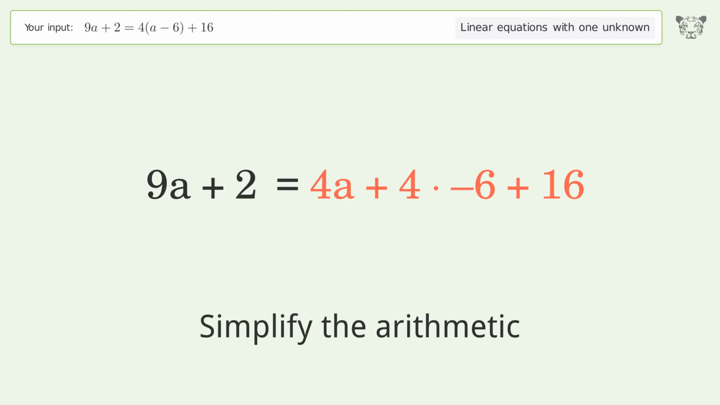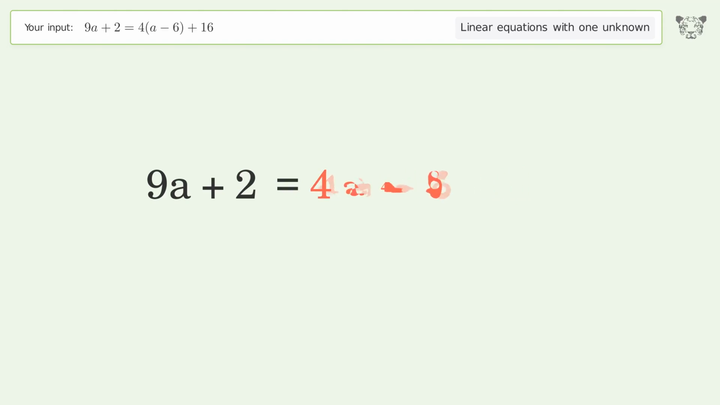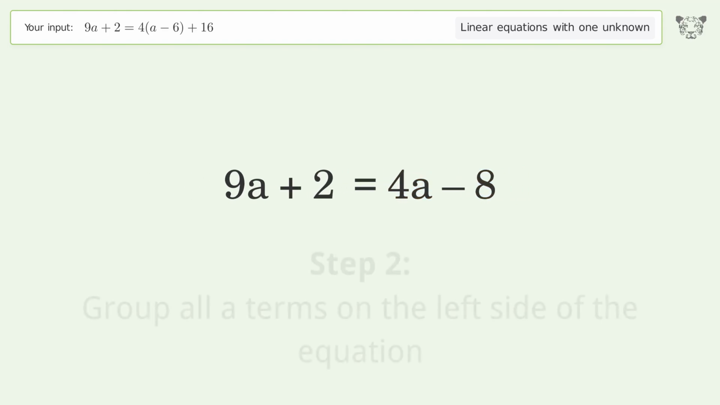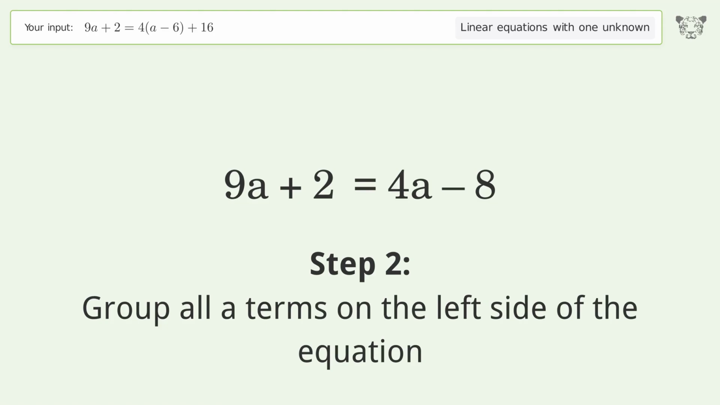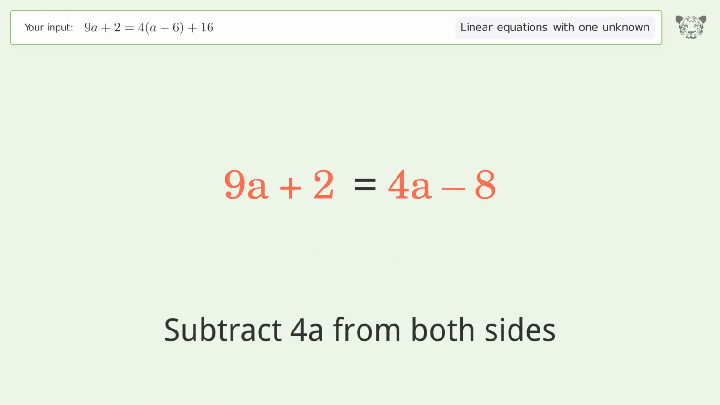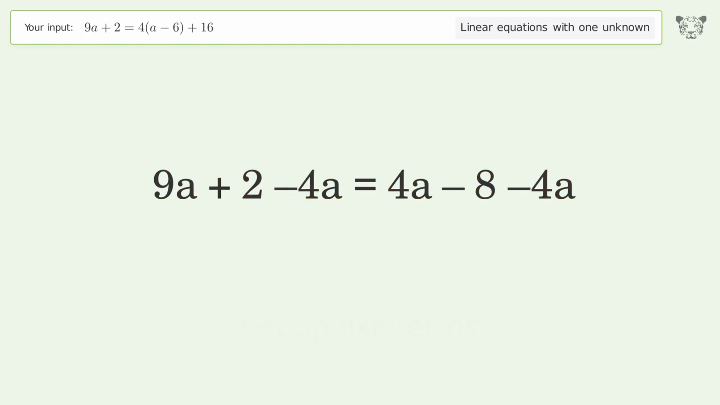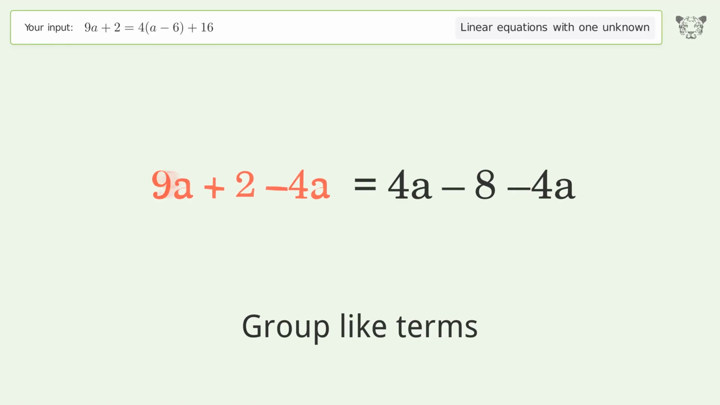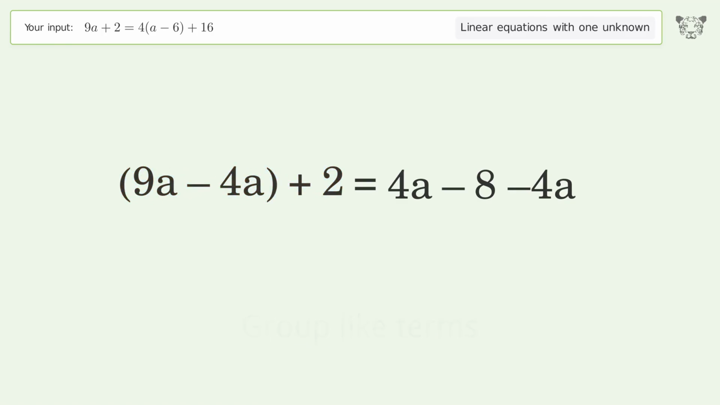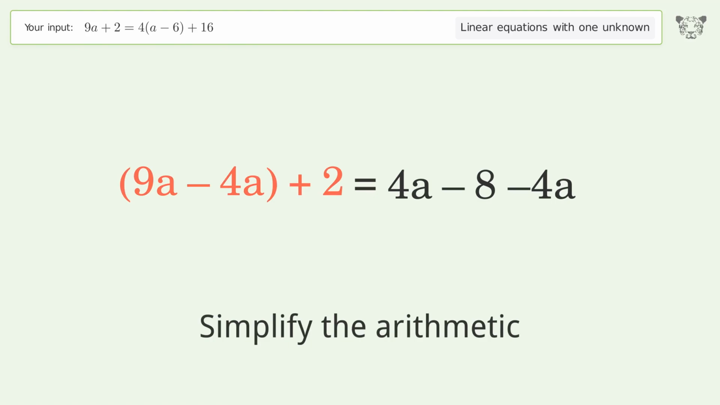Simplify the arithmetic. Group all a terms on the left side of the equation. Subtract 4a from both sides. Group like terms. Simplify the arithmetic.